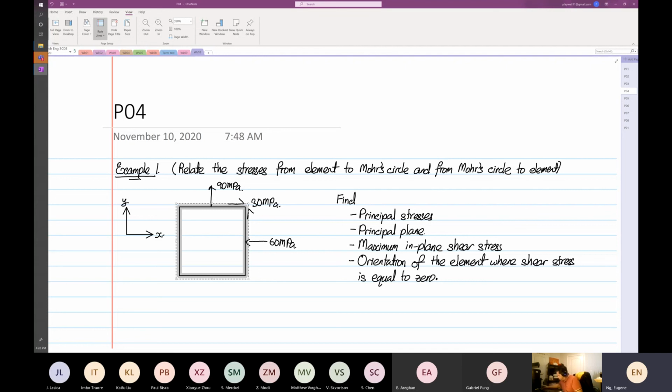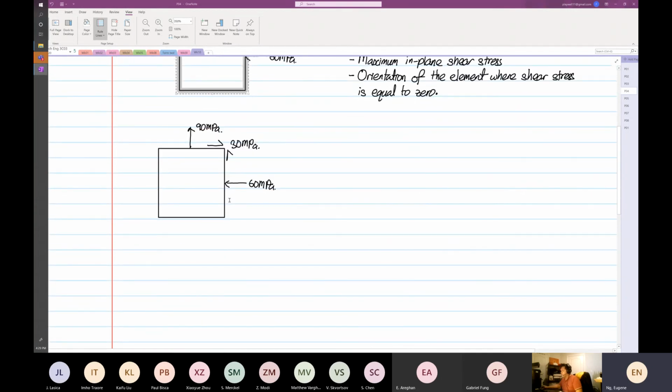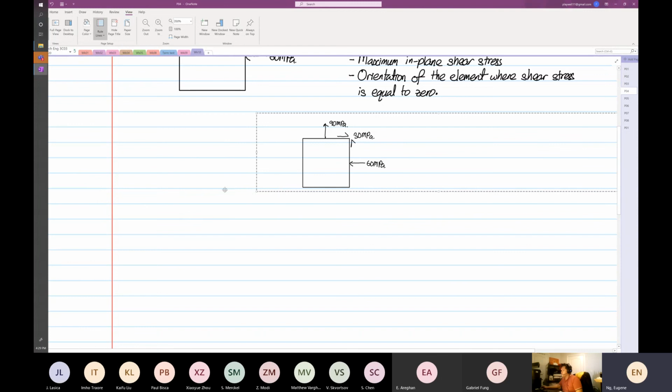Okay, so what we are going to do now is we are going to construct Mohr circle. As you can see now, we now have what? Normal stress and shearing stress. Okay, so we are going to find out about the principal stress, principal plane, maximum in plane shear stress, orientation of the element at zero shearing stress. Okay, so I'm going to make this small so you can see better.